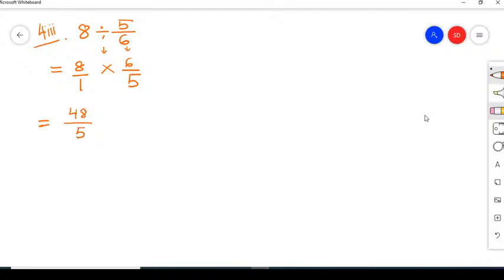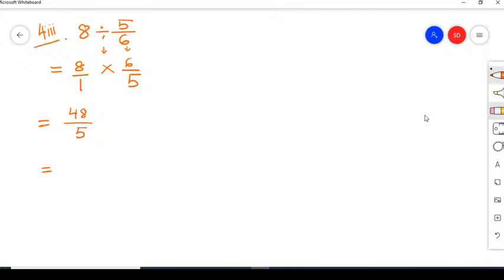4 sub part 3. 8 divided by 5 by 6. So 8 means 8 by 1 into 6 by 5. So you can see the change. There are two changes together. So there is no cancellation here. So it will be simply 8 6 48 divided by 5.